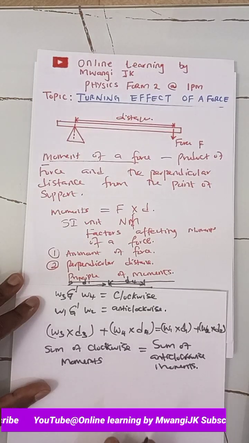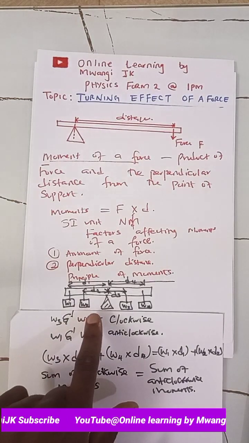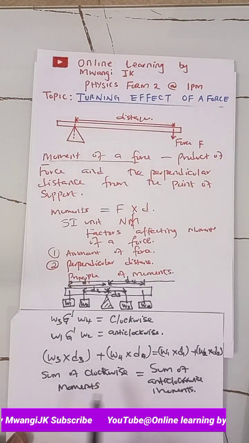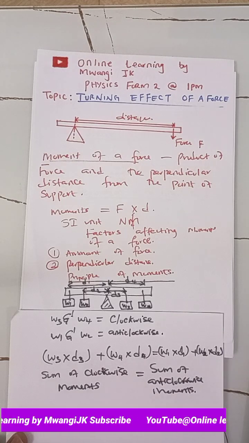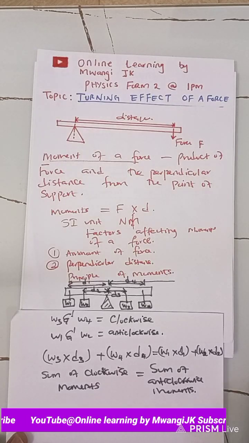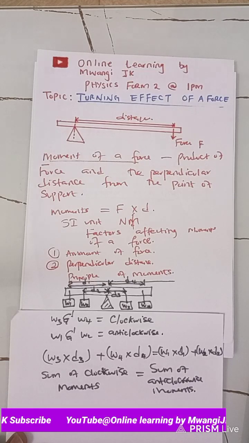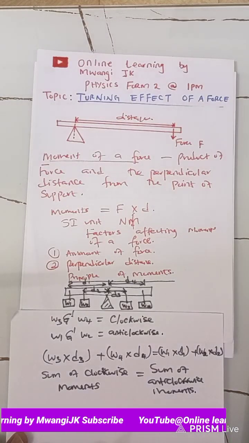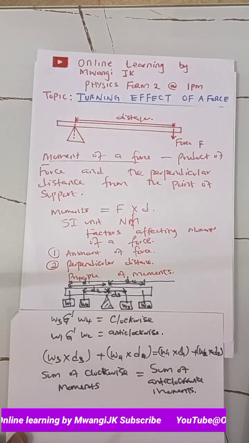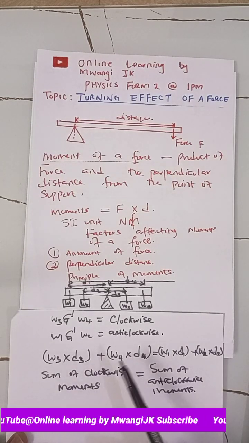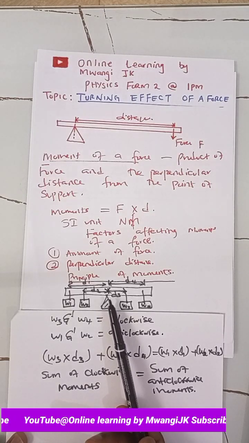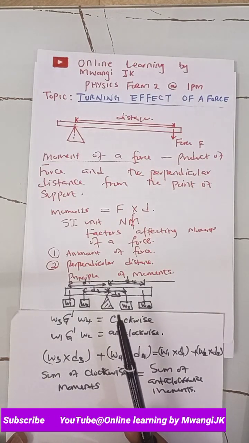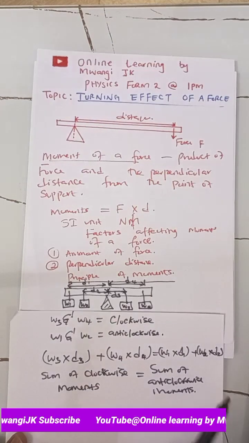And for that bar to balance at that particular point, the sum of clockwise moments should be equal to the sum of anticlockwise moments, and that gives us the summary about the principle of moments. The principle of moments states that for a system in equilibrium, the sum of clockwise moments about a point is equal to the sum of anticlockwise moments about the same point. And which point are we talking about? We are talking about the same pivot. We are not changing the pivot.